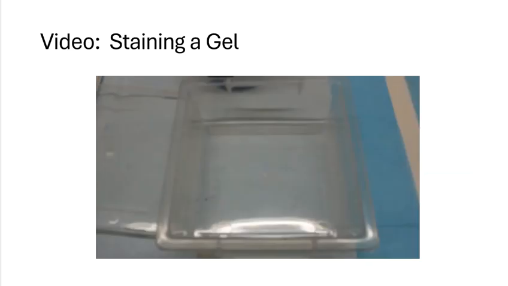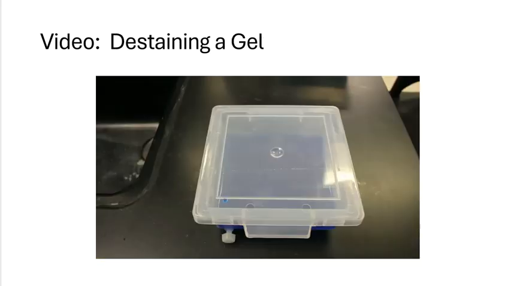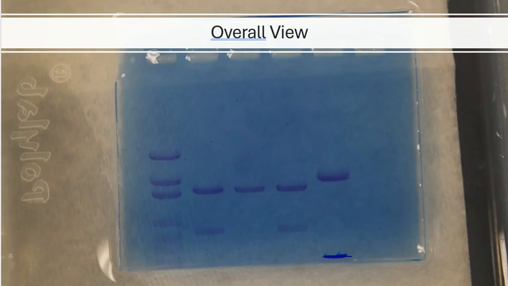So in the previous video, we went through taking the gel out of the chamber. Then we went through staining the gel and then destaining the gel and using our orbital shaker. And then toward the end, I kind of showed you what the destaining process looked like, where the water was somewhat clear. It had a very, very slight tinge of blue, but not much at all. And then what we ended up with was a gel that looked like this one.